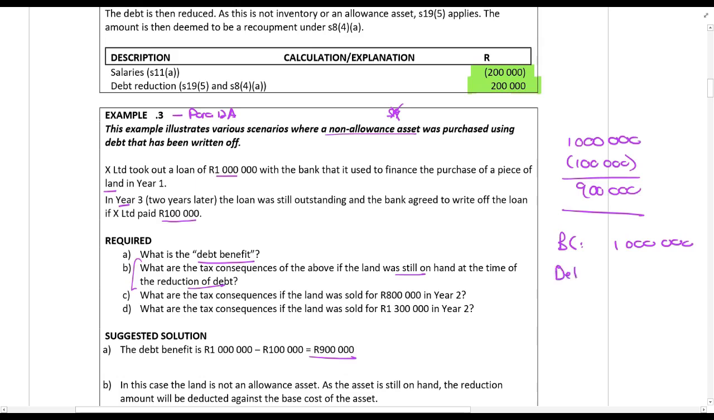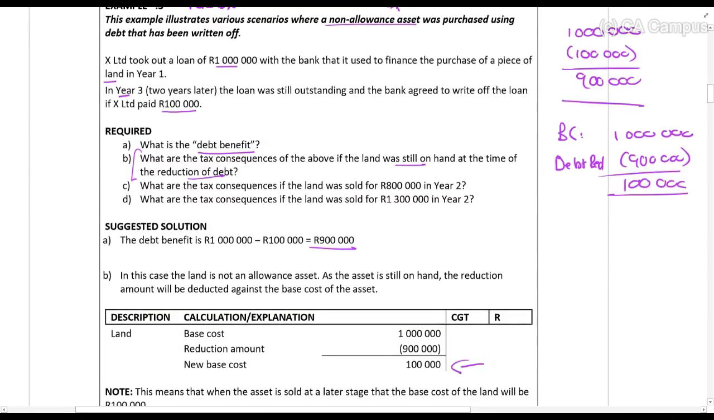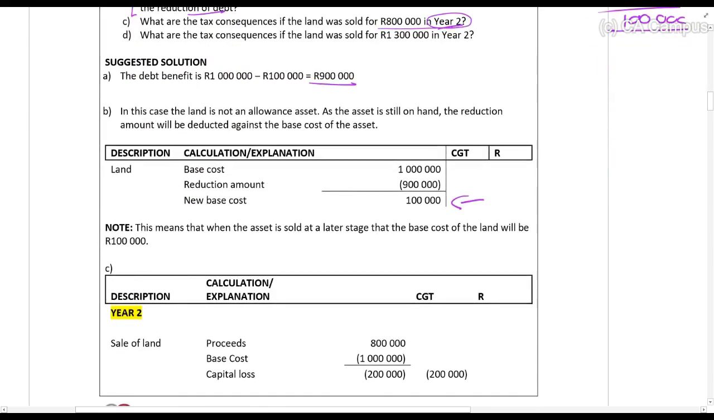The debt reduction, this debt benefit, is 900,000. You will reduce the base cost first. Right. That gives a new base cost. Then I ask you, what are the tax consequences if the land was sold for 800,000 in year 2? Now remember, they wrote this off in year 3. But now we ask you, what happens if you sold it in year 2? So in other words, if you sold it before you got the write-off.